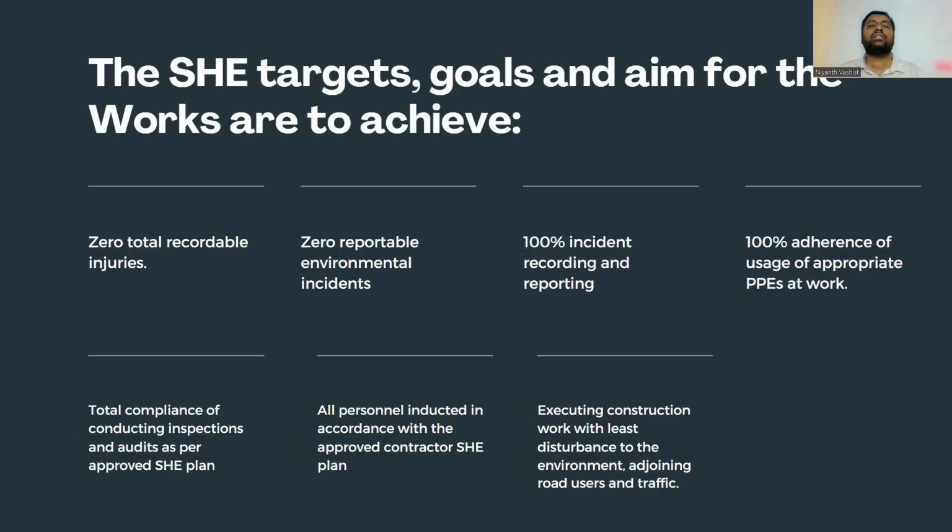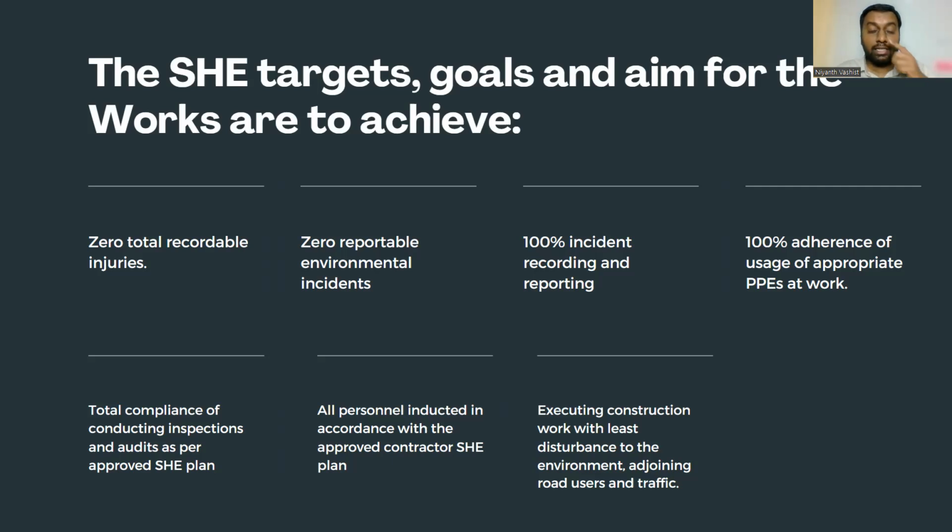Then come the targets. What are the targets, goals, and aim of the works that need to be achieved? The first thing is that total recordable injuries should be zero. When we talk about recordable injuries, that means any cuts, blood, breaking of bones, all these kinds of injuries. Any recordable injuries, it has to be zero in sight, and that should be the target. Zero reportable environmental incidents. Reportable environmental incidents means pollution of water, pollution of air beyond the limits, and even noise pollution beyond certain decibels. So these are environmental incidents as well.